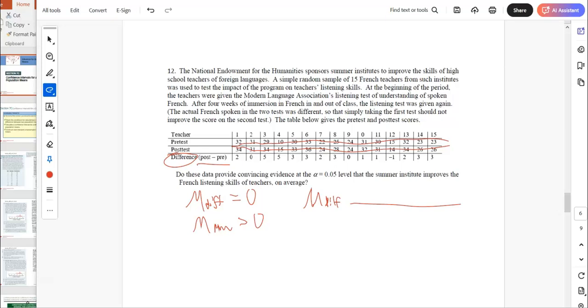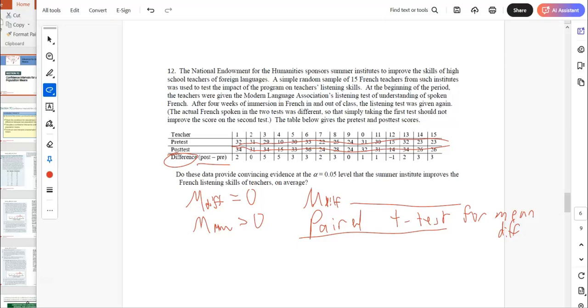Okay, this is called a paired t-test for means, or for mean difference. Probably paired t-test is okay to get full credit there. So let's check the conditions.